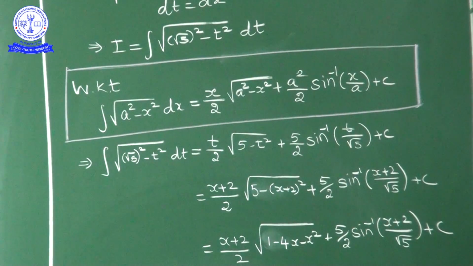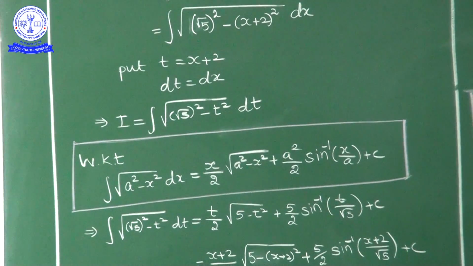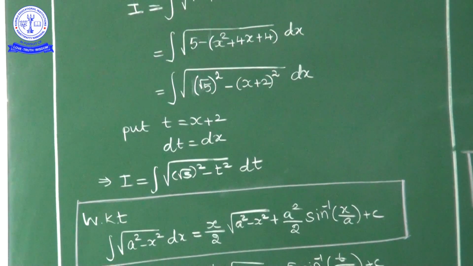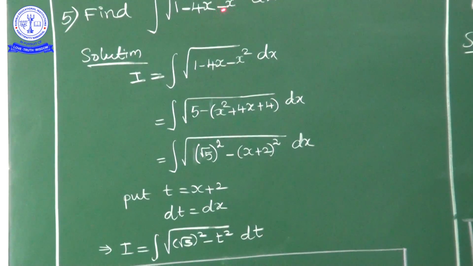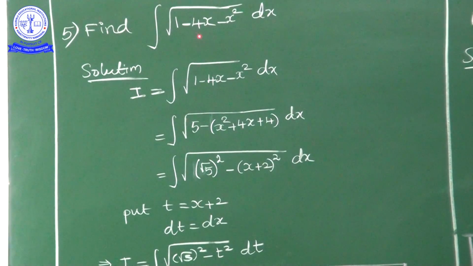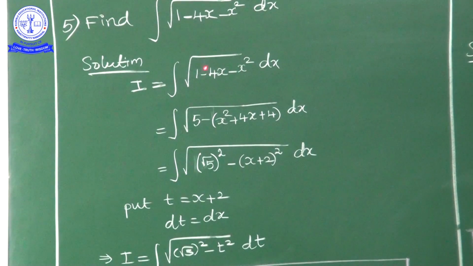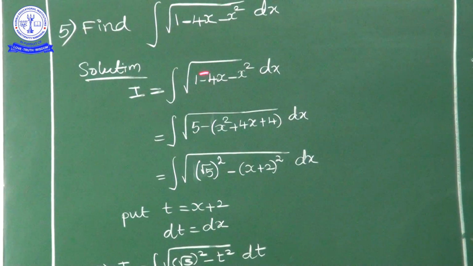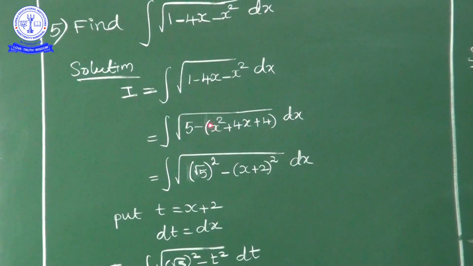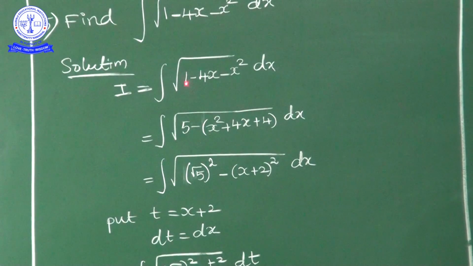What is the given question here? Find integral square root of 1 minus 4x minus x square dx. Okay. Now here from these two terms I'll take minus common. So what will we get? Integral square root of 1 minus of (x square plus 4x). To make this one a perfect square, I will add 4 and subtract 4. So I will write like this: I is equal to integral square root of 5 minus of (x square plus 4x plus 4). Means minus 4, no? 5 minus 4, 1 only, no?